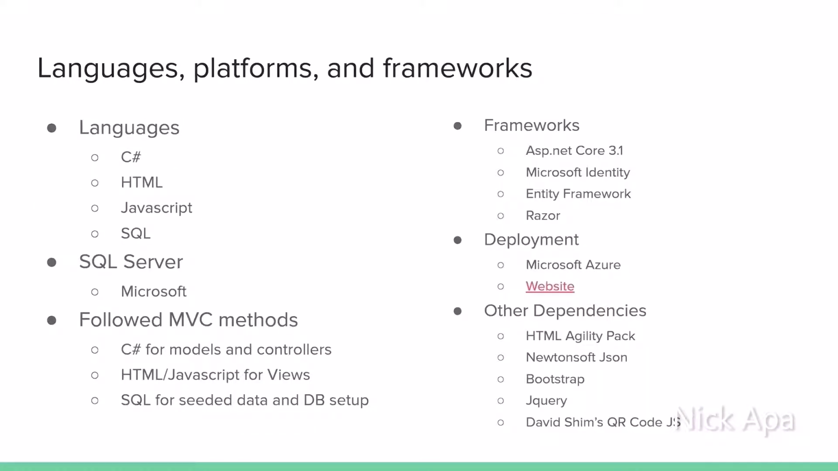Languages, platforms, and frameworks. So we used quite a few languages. The biggest ones were C#, HTML, JavaScript, and if you can call it a language, SQL. We also used CSS for styling of our pages. I think from GitHub we could see that HTML was the biggest amount of code that we had written for this project. We also used SQL Server, which is a Microsoft created database management system, and that helped us run our database on our website.